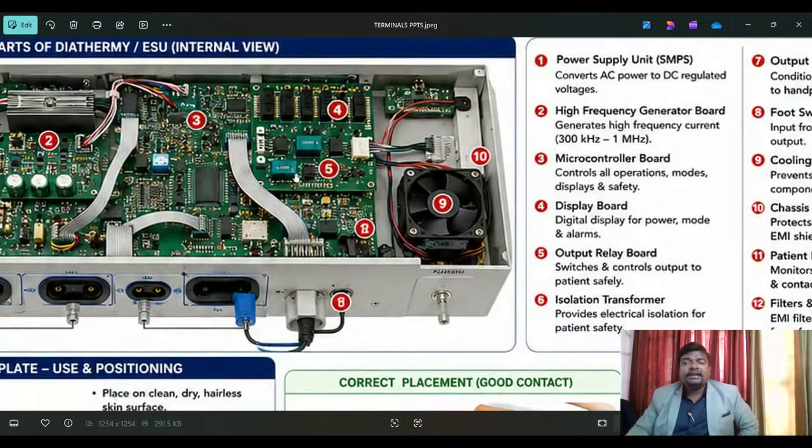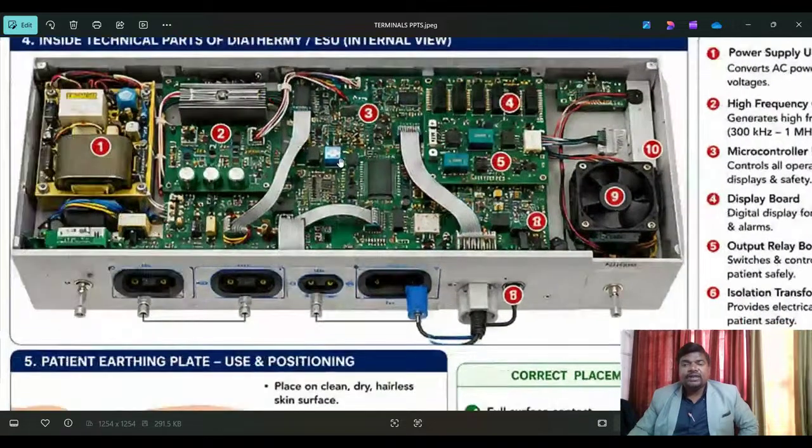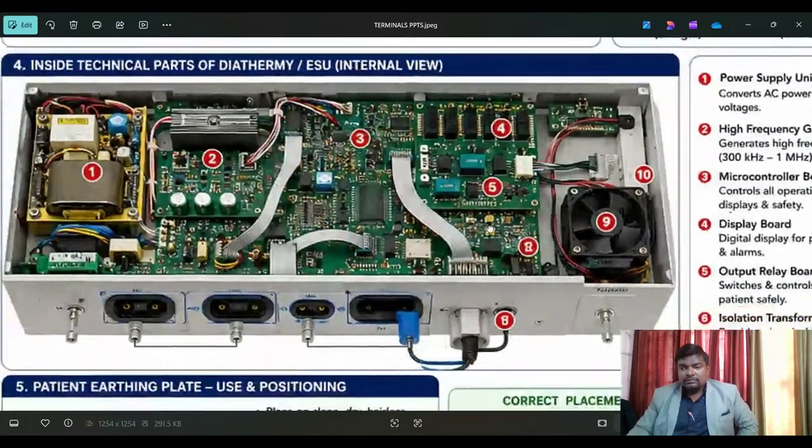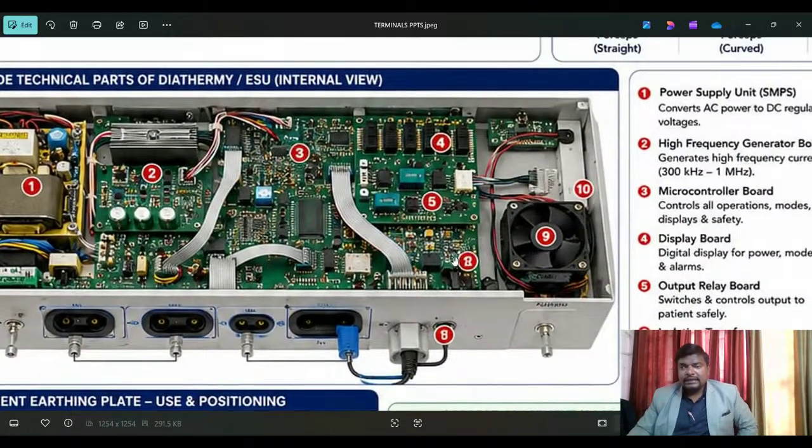Okay, right. The isolation transformer provides electrical isolation for patient safety. This is the sixth one, you can find it here. I am showing you very clearly. See, all these components are very important. If anything is not working, you have to find out and diagnose the issue. That is the skill of the biomedical engineer. Everything using your minimum basic knowledge. Every biomedical engineer should have these skills.